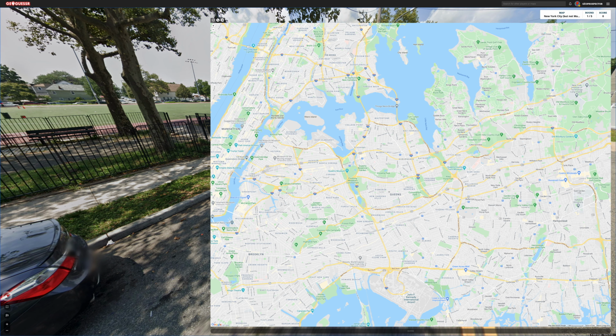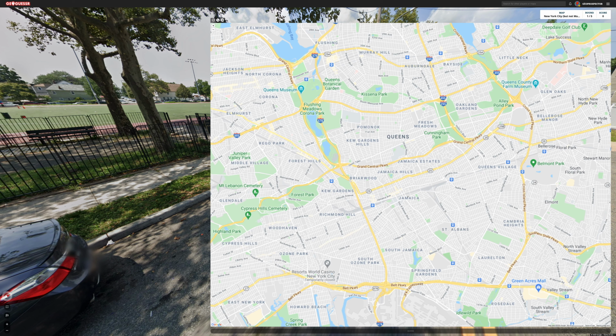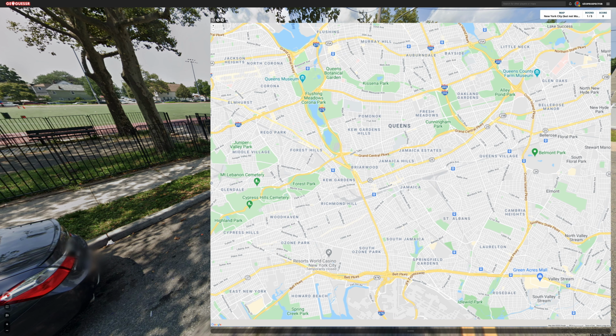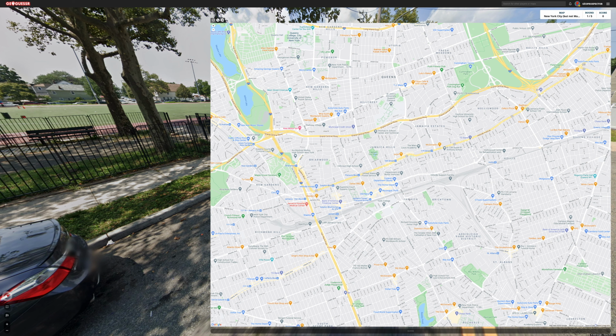Let's see, now we've got Queens over here, we've got Jamaica, Jamaica Hills, Jamaica Estates, South Jamaica, and so on. So let's just make that sort of central, and then we can start locking down the streets that we've got. So we had 173 and 103, didn't we? 173rd Street that was, and 103. Let's see now.